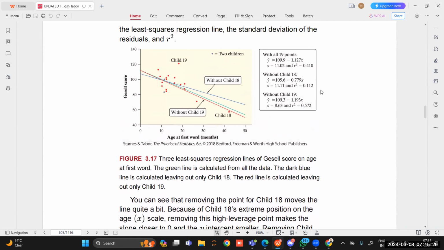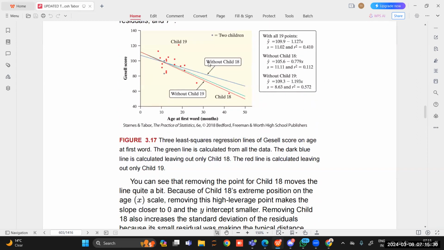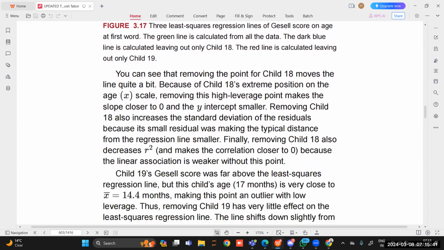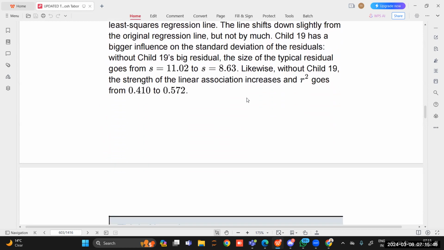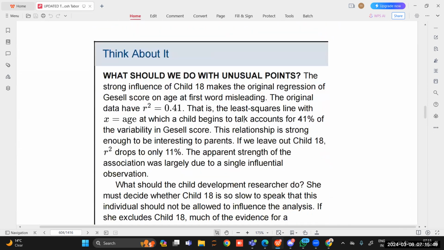Now he has explained this graph. See this blue line, the upward line, is without child 18. This downward line is without child 19. And the green one was with both the points. Likewise, for child 19, he has compared the different strengths and all.